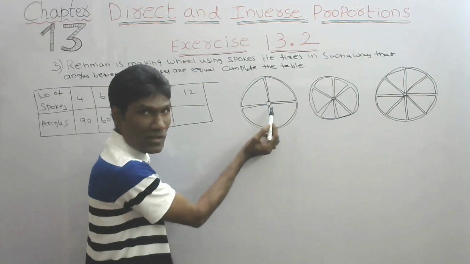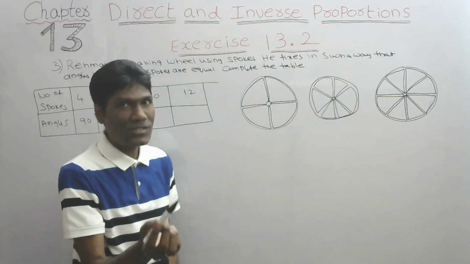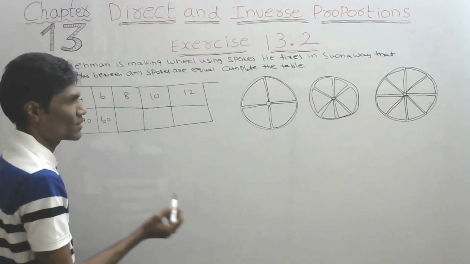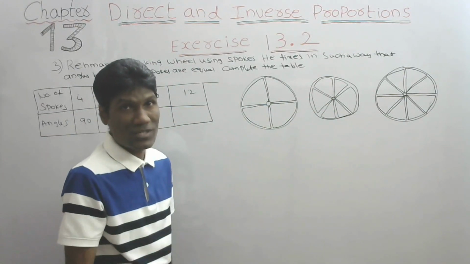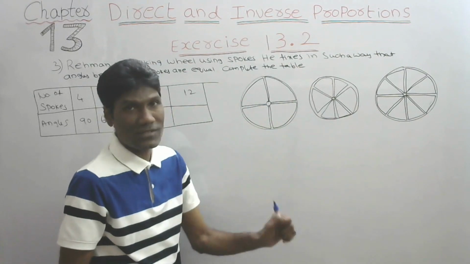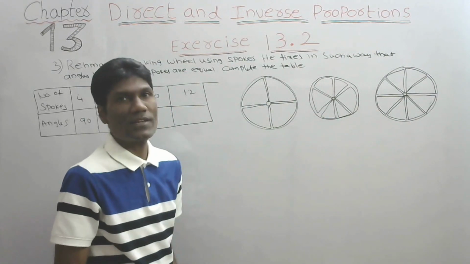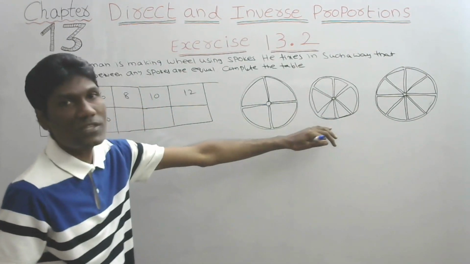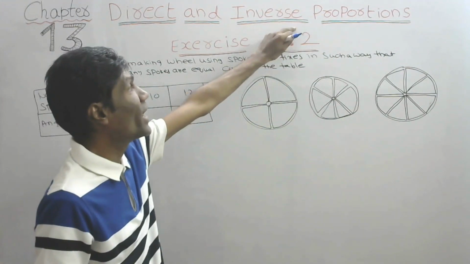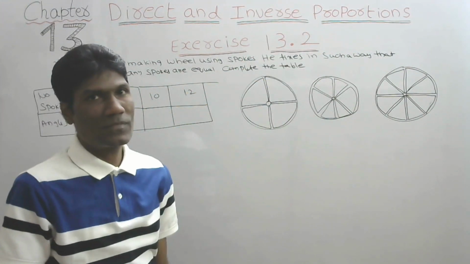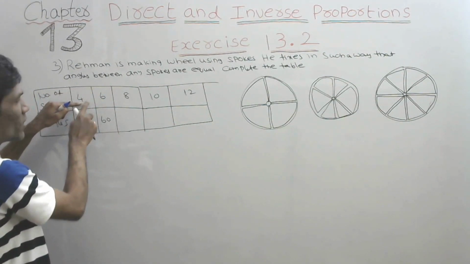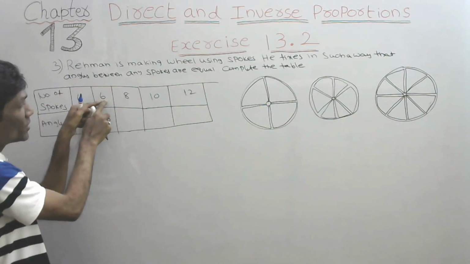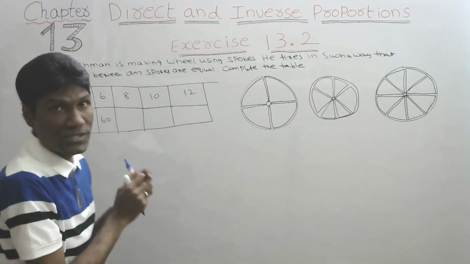If there are 4, then we can say directly 360 by 4, that will be 90 degrees. Now here 6 are there. 360 by 6, 60 degrees. Directly we can say in this particular case. But we will be solving this problem by using the inverse proportion method. Then how to do it? See, this is for 90 degrees. Now it is 6 and it is becoming 60 degrees.